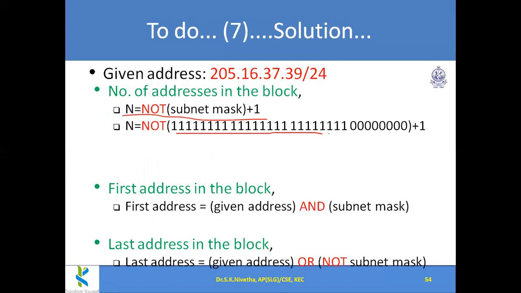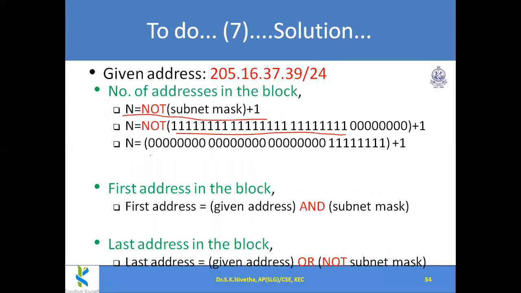For the same address, if I have to apply NOT of the subnet mask plus 1, the subnet mask is /24. So the first 24 bits are all 1, the remaining 0. NOT means all these are converted like this. If I take the decimal value of this, that becomes 255, then plus 1, 256. So 256 addresses. We got the same result.